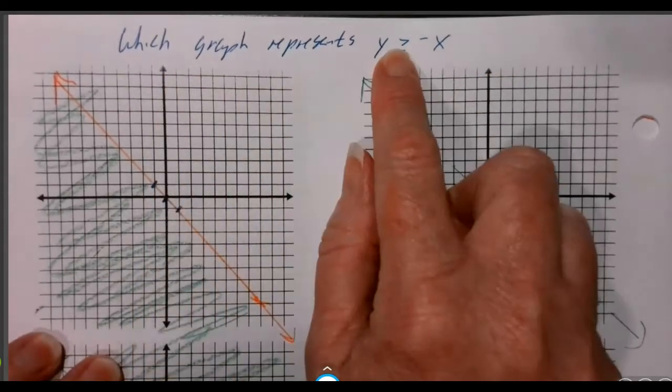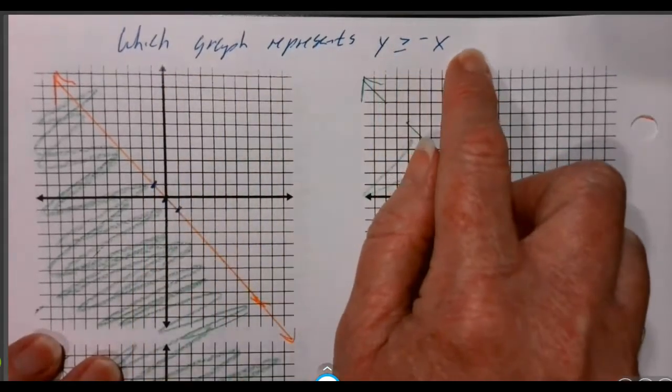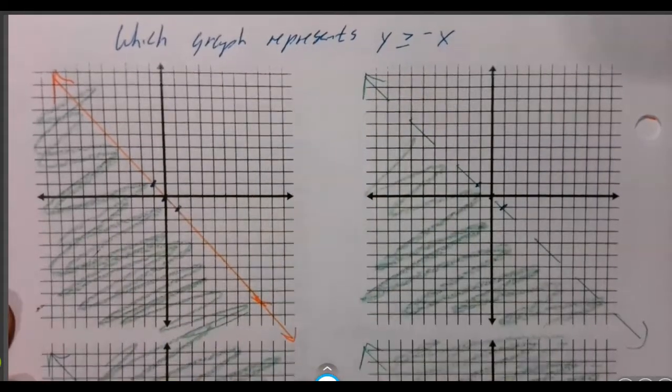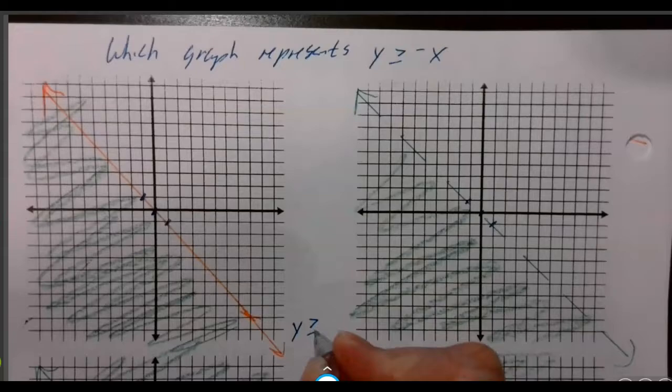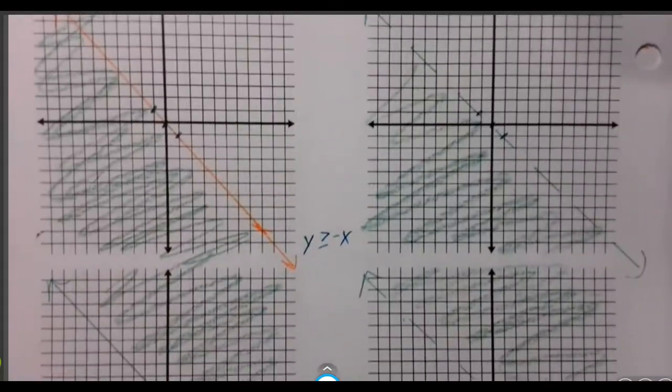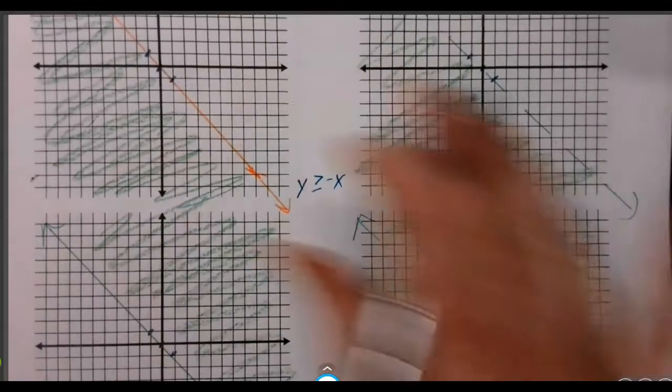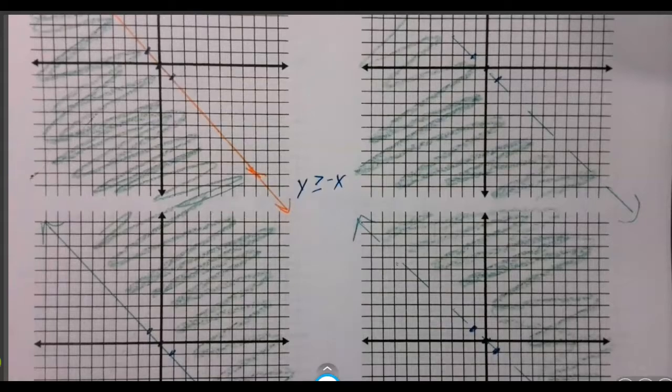It says, which graph represents y is greater than or equal to negative x? It gives us 4 graphs. I'm going to write the inequality down here again. Y is greater than or equal to negative x, so I can move it down a little. And we're going to analyze very quickly which ones work or not.